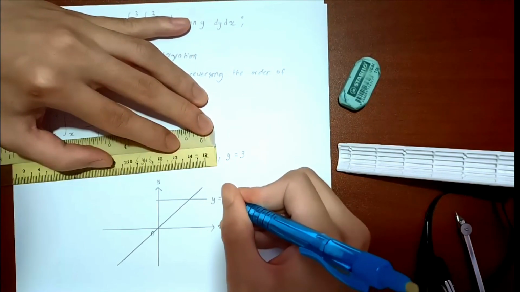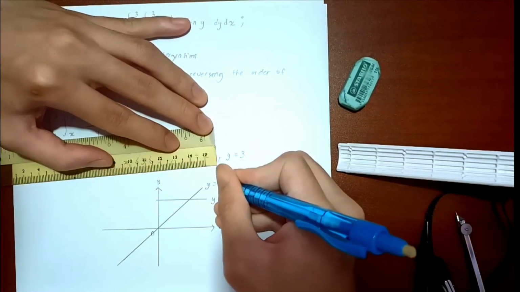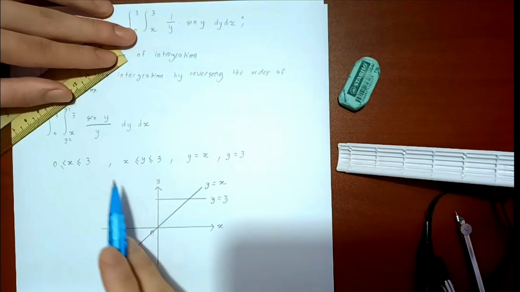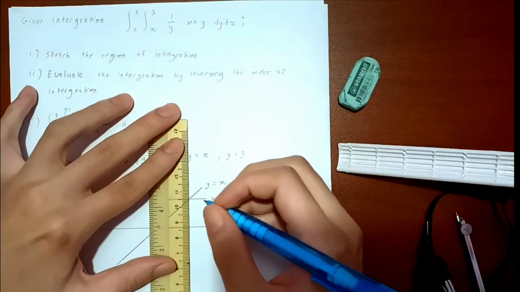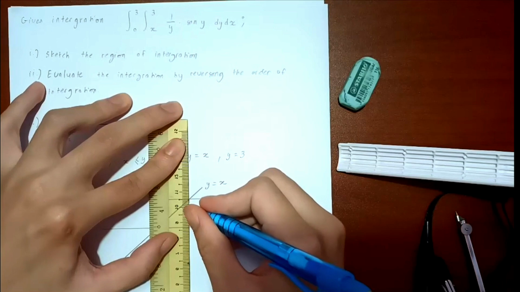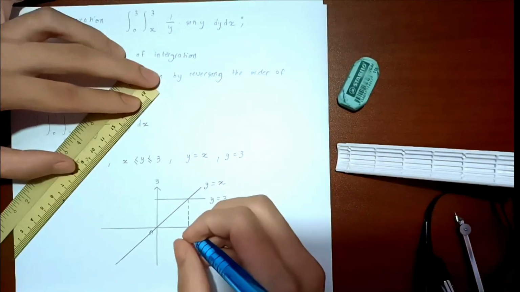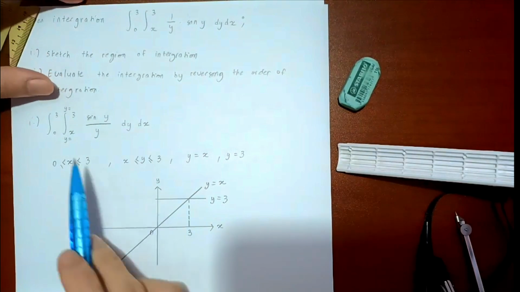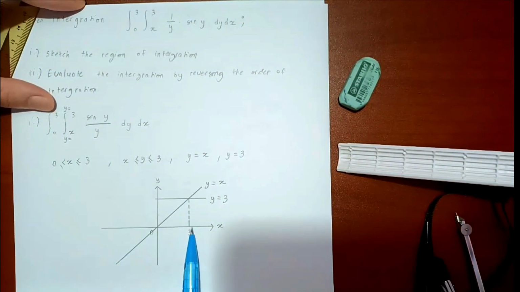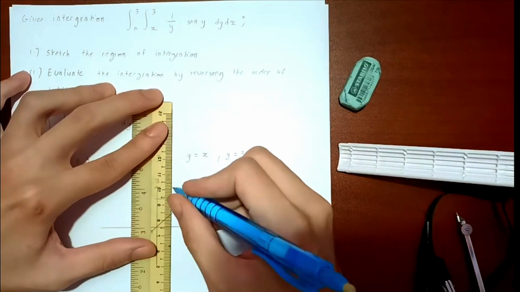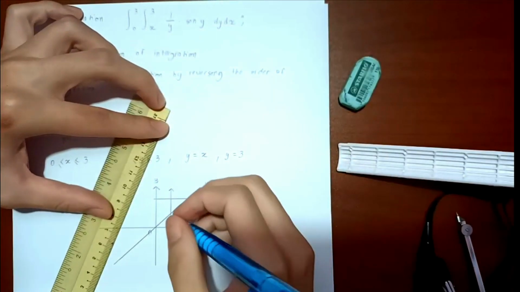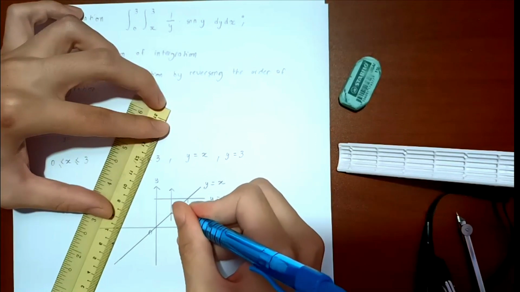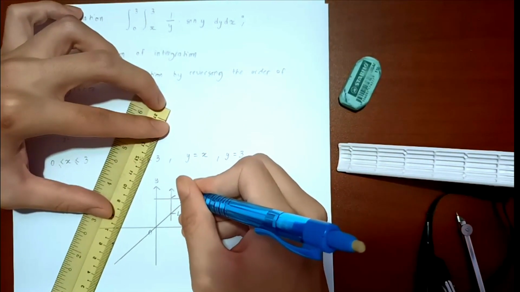Y equal to 3, y equal to x. Then the value of x is from 0 to 3, so it should be here. Then x 0 to 3, y equation x to 3. From bottom to top, so this should be lower bound, this should be upper bound.